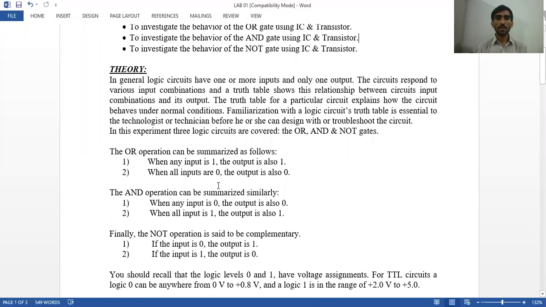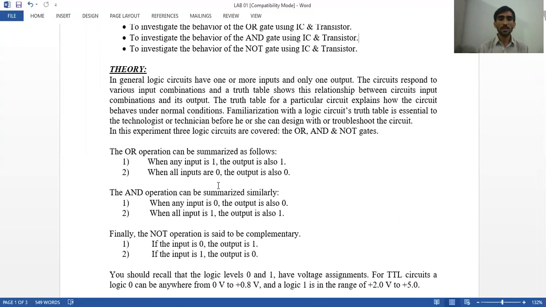The OR operation can be summarized as follows. When any input is 1, then output is also 1. When all inputs are 0, the output is also 0. The AND operation can be summarized similarly. When any input is 0, the output is also 0. When all inputs are 1, then output is also 1.